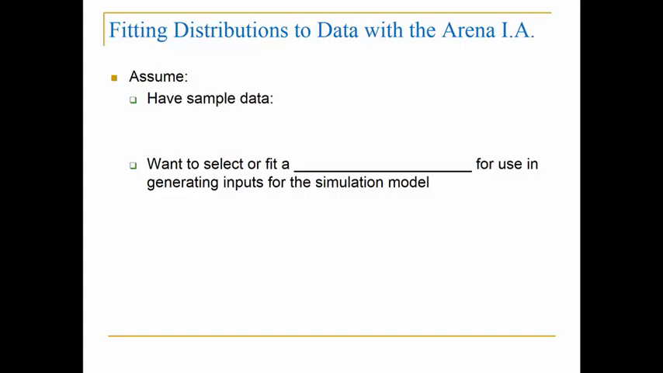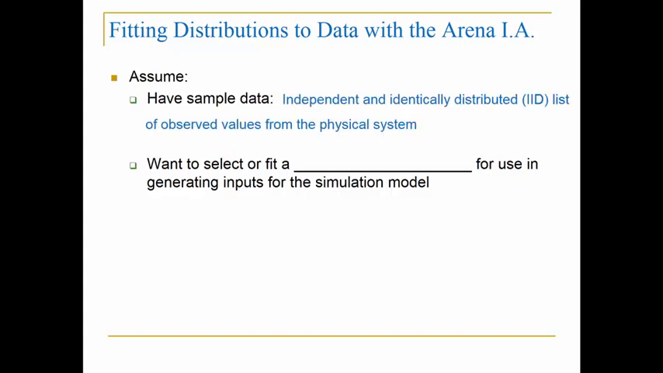So assume that you have a sample data that is independent and identically distributed, IID, a list of observed values from the physical system, and that's the list that you are generating for your project. We want to select or fit a probability distribution for use in generating input for the simulation model.